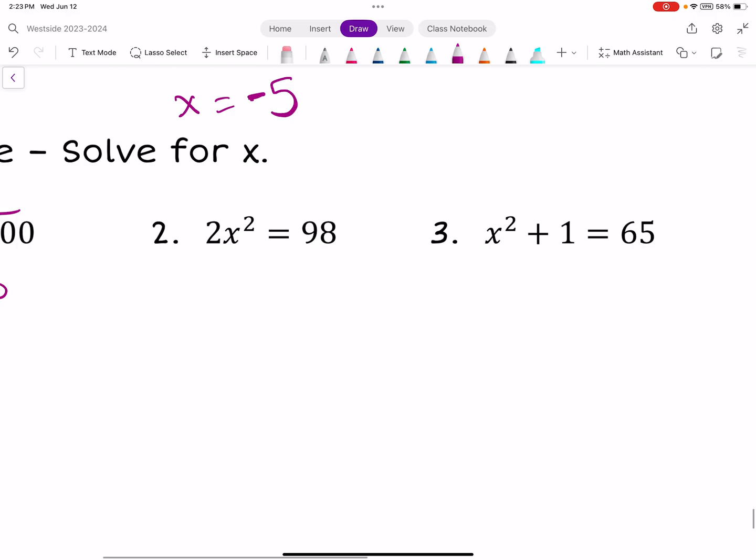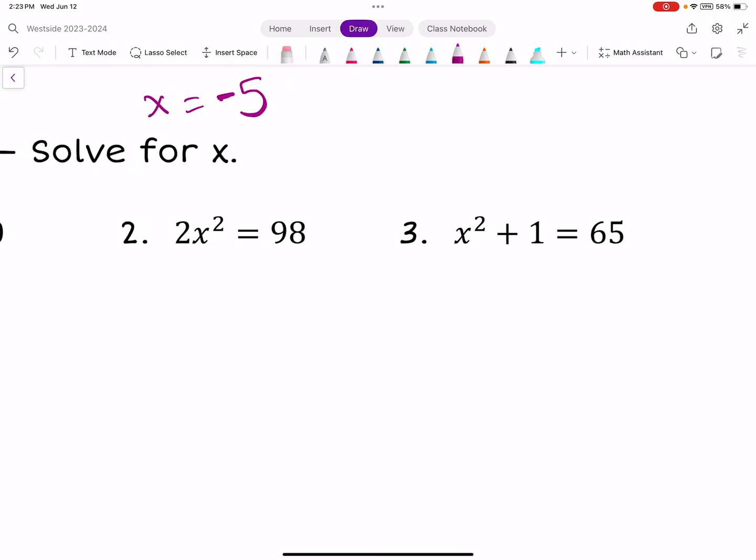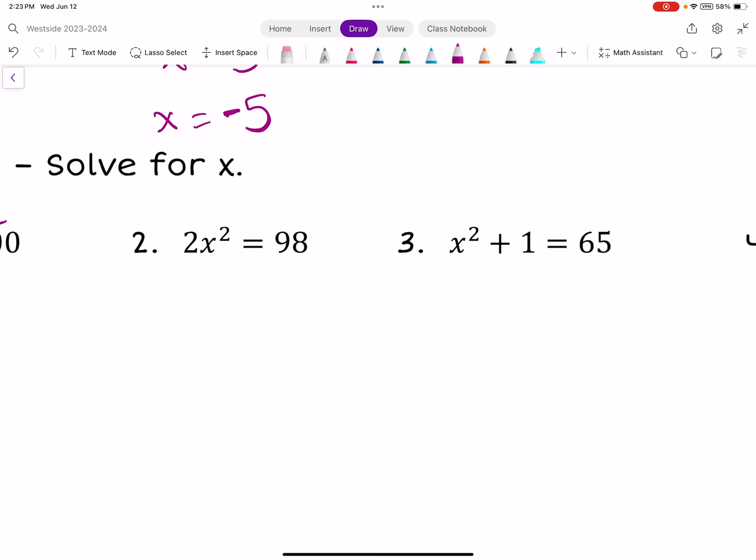Looking at problem number 2, we want to get the x squared by itself. So to start, we're going to get rid of that 2 by dividing by 2. So x squared would equal 49. Now to get rid of the square, we're going to take the square root, because that would allow this to cancel with this and leaves us with x. And the square root of 49 is 7 and negative 7.